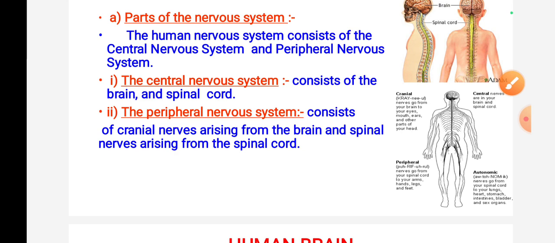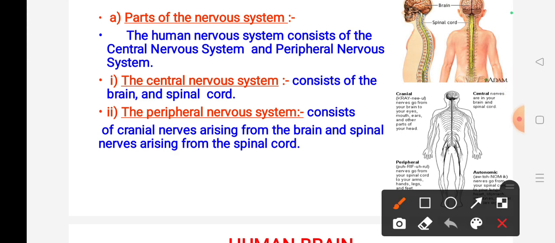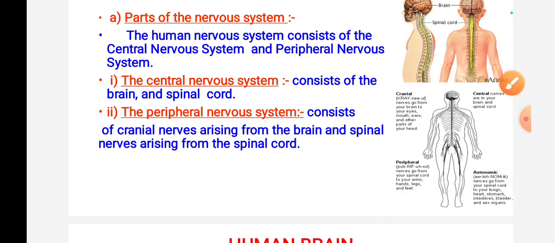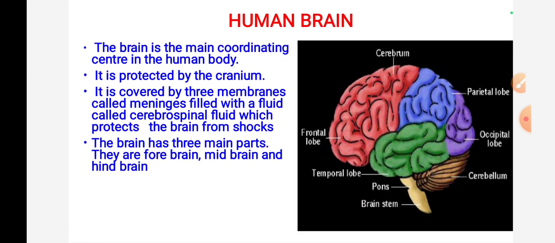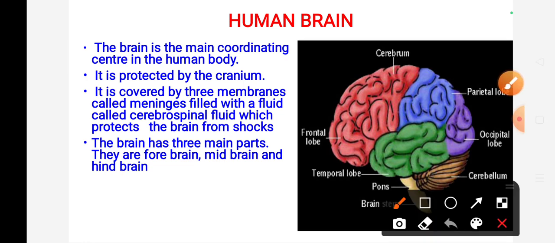Then how they spread in our body, the structure is given. See how they spread in our body. The 12 pairs and 31 pairs are told to you. Now we are going to discuss the human brain. The brain is the main coordinating center in the body. It is protected by the cranium. There is one protective layer in and around the brain, called the cranium, or the skull.